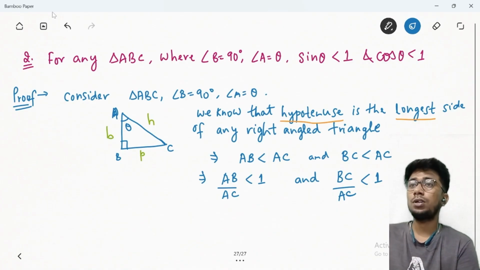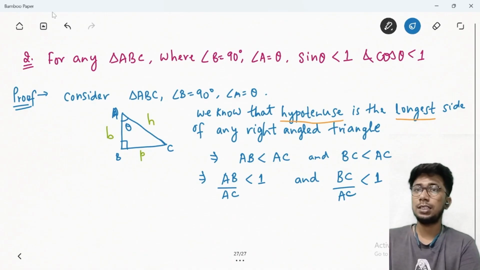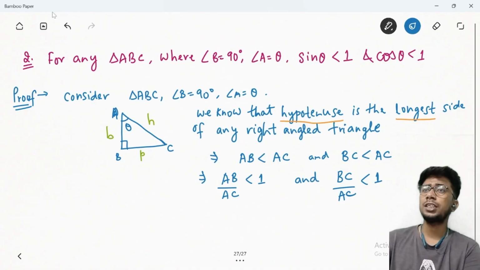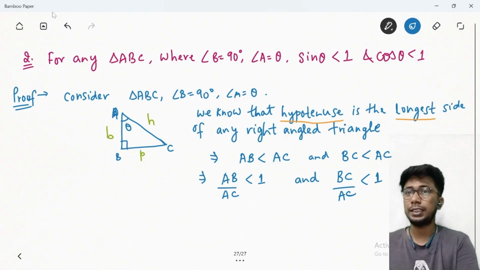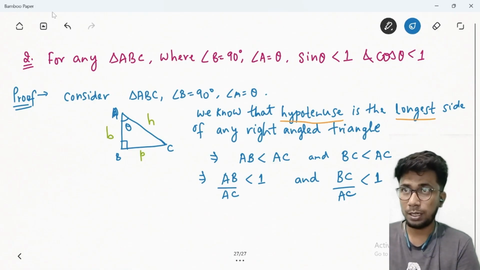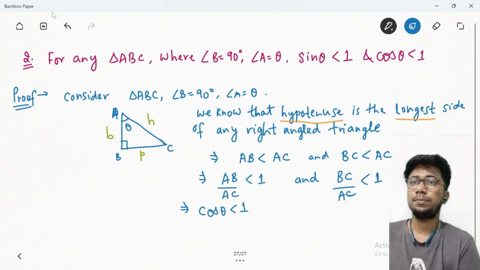अब AB upon AC है क्या? AB upon AC is what? It is nothing but base upon hypotenuse, that is cos theta. So this implies cos theta is less than 1.